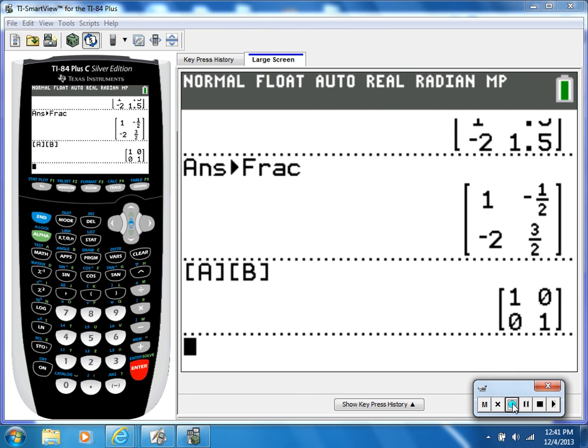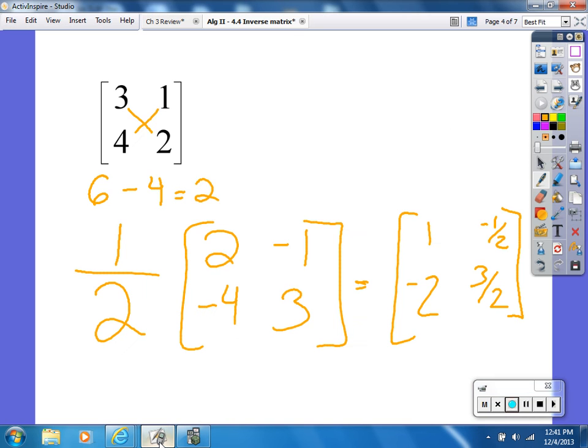So I have a question for you. I'm going to go back to this screen here. When can I not have an inverse? Okay, that's actually right. So I can't do an inverse if it's a 3 by 2 or a 2 by 3. It has to be a square matrix. When else can I not have an inverse? Just one other time.